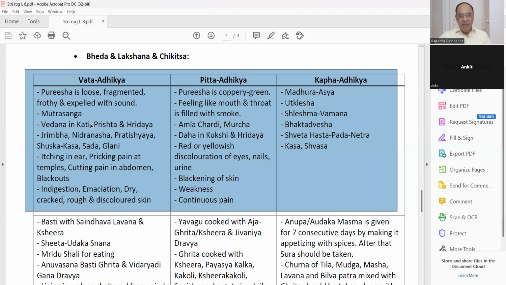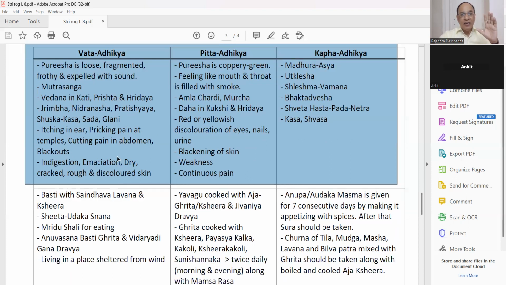So Vedana where? In Kati, pelvic region, Prishtha, backache, Hridaya, in the chest. Jrumbha, yawning. Nidranasha, insomnia. Pratishyaya, watering from the nose. Shushka Kasa, dry cough. Sada, debility, weakness. Glani, drowsiness, fainting attacks, itching in the ear, pricking pain in the temples, cutting pain in the abdomen, blackouts, blackness in front of the eyes, indigestion, emaciation, weight loss, dry, cracked, rough, and discolored skin. So this is a Vata dominant case.